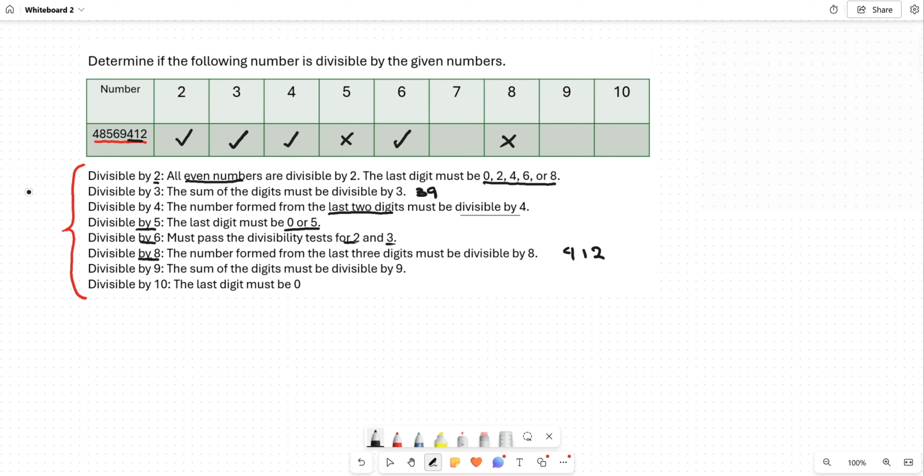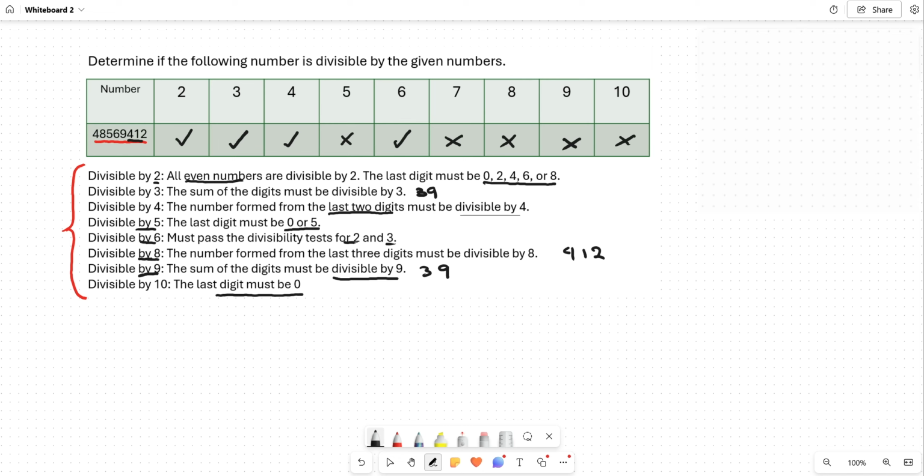I forgot to mention before, there is really no easy test for 7, so we're not going to do that at the moment. Okay, now let's quickly go over and look at 9. So it's divisible by 9. The sum of the digits must be divisible by 9, and the sum of our digits was 39. 39 does not go evenly into 9, so we cross that off. And finally, 10, the last digit must be 0, which it isn't, so that's wrong as well.